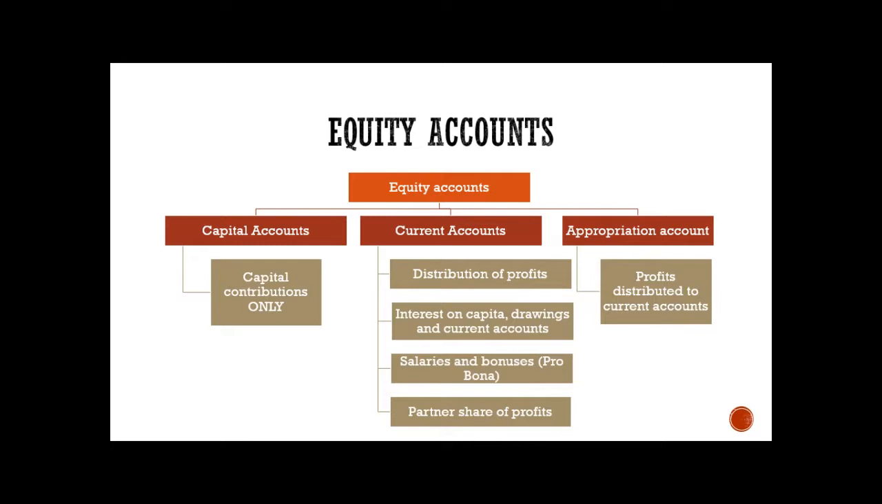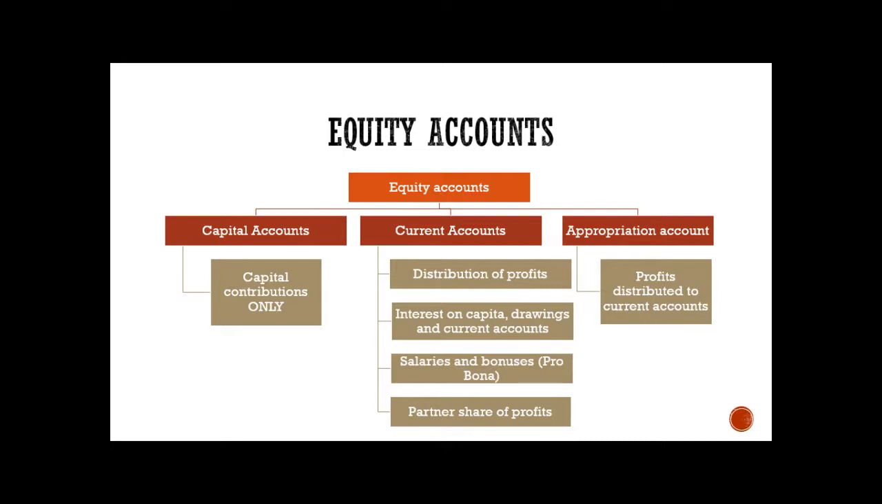Okay, so you'll see there, I've got distribution of profits, interest on capital, drawings, and current accounts. So that interest can be a positive or a negative depending on what the partner's balance looks like. Then salaries and bonuses. Now remember with the bonuses, it needs to be pro bono and the salary, so it's not out of the operating expenses.